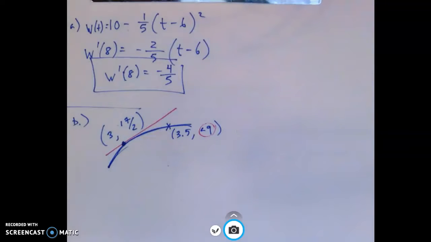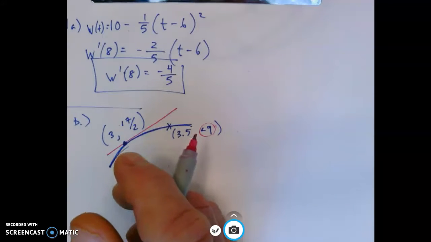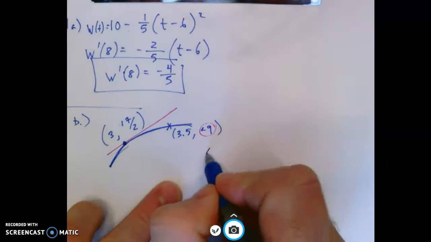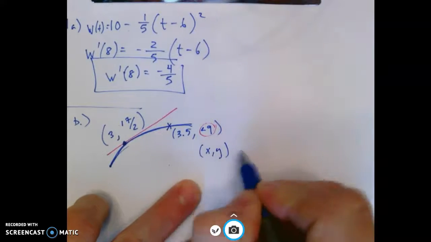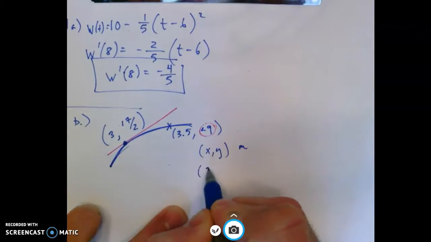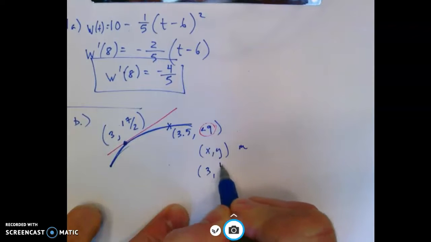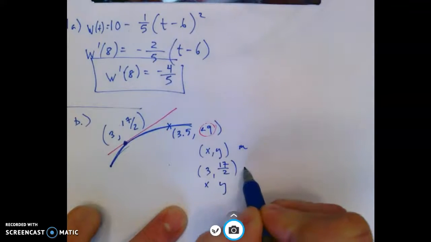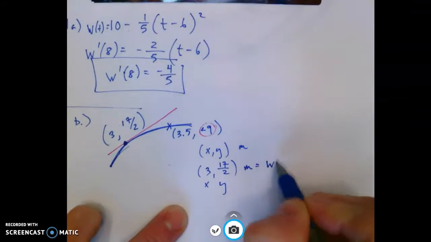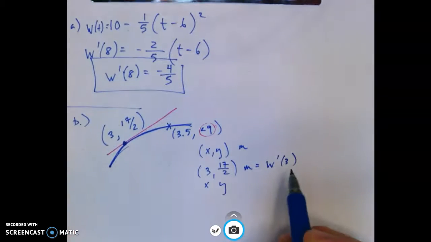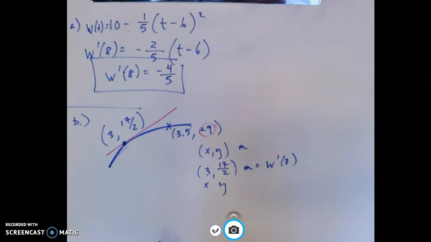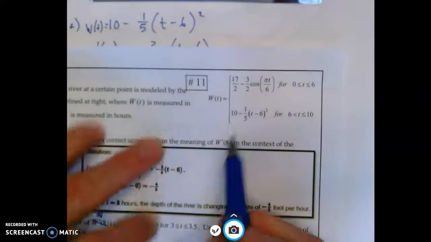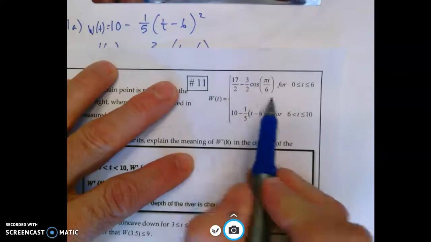All right? And again, we do the same thing we've always done, which is we need our x, we need our y, and we need our slope. Well, we have our x and y. All right? There's our x and y. And our slope is going to be w prime of 3. So we evaluate the function. This is a non-calculator problem. So we're taking the derivative. So we need to take the derivative of this function right here.